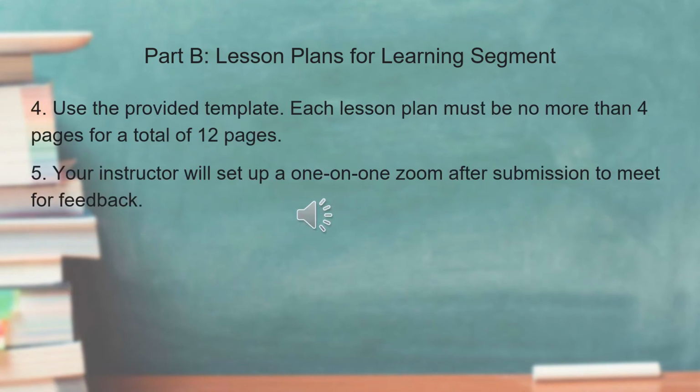Step 4 is make sure you are using the provided template for your lesson plans that is on your Blackboard course. Each lesson plan can be absolutely no more than 4 pages, so that at the end you'll have a total of 12 pages for 3 lessons. Obviously it would be more than that if you have 4 or 5 lessons, but it can be no more than 4 pages per lesson. And then step 5 is that you're going to receive one-on-one feedback from your instructor through Zoom. So be ready to arrange a Zoom meeting with your instructor to get feedback on your lessons after you've submitted them.